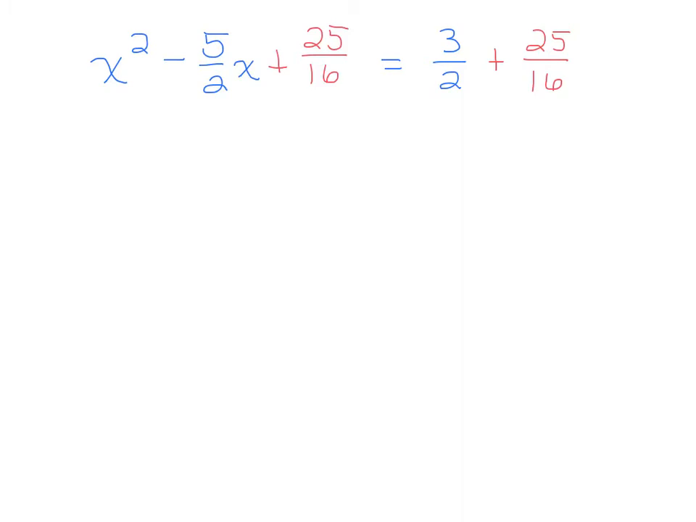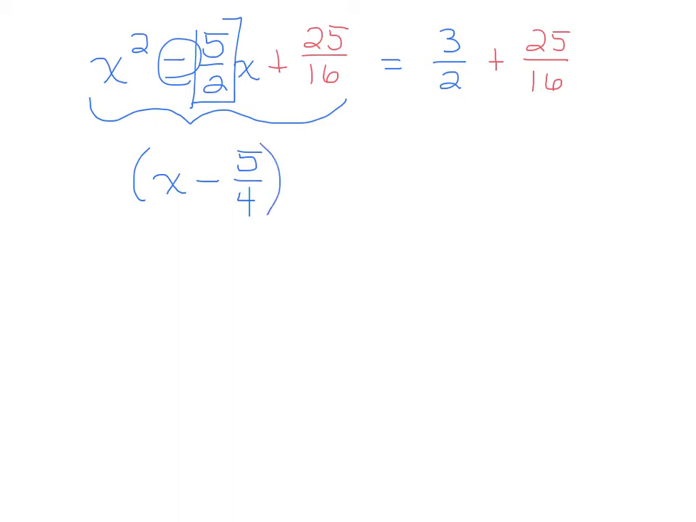Now the next step is to factor the left side. Now what happens is the left side factors into x, whatever that sign is here, minus, and remember the number that we found in our first step, all squared. So again, this is the number that we found in our first step. The sign comes directly from whatever that sign is here. Equals.